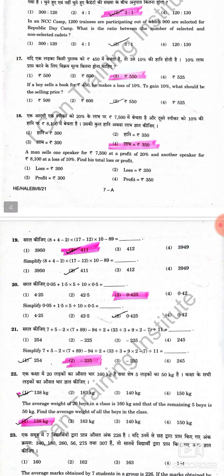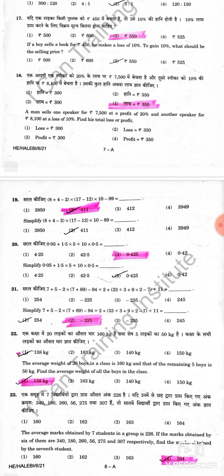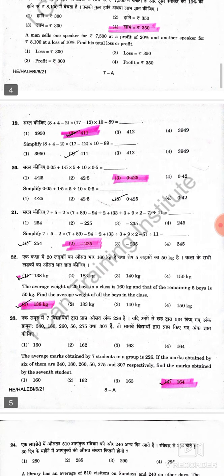Question number 18. A man sells one speaker for rupees 7,500 at a profit of 20% and another speaker for rupees 8,100 at a loss of 10%. Find his total loss or profit, and the answer is option number 4. Question number 19. Simplify. In bracket 8 plus 4 minus 2 bracket completed into bracket 17 minus 12 into 10 minus 89, and the answer is option number 2.